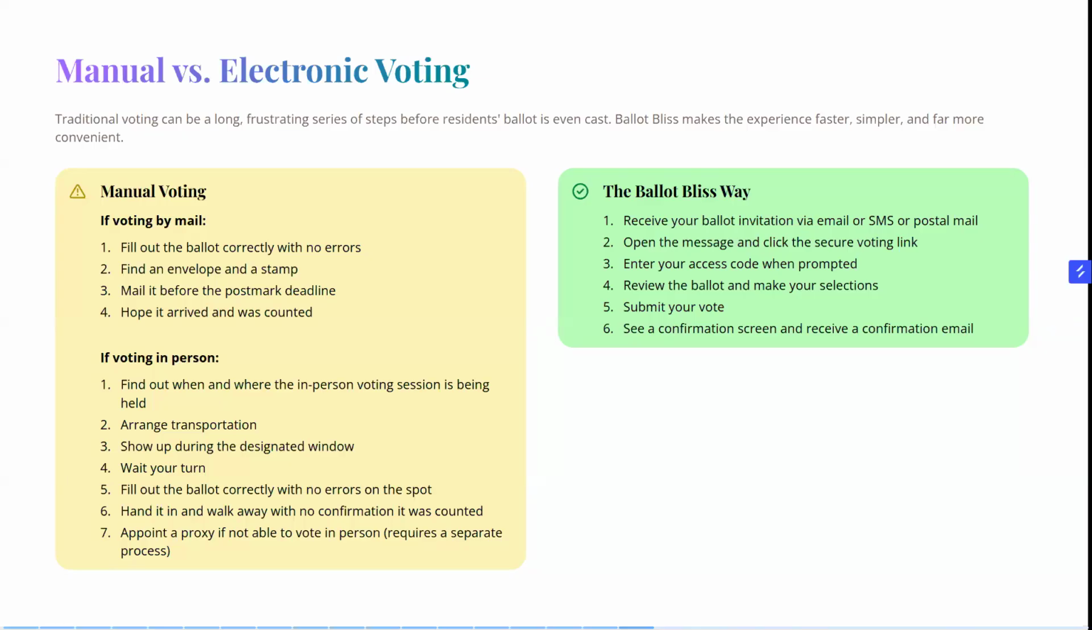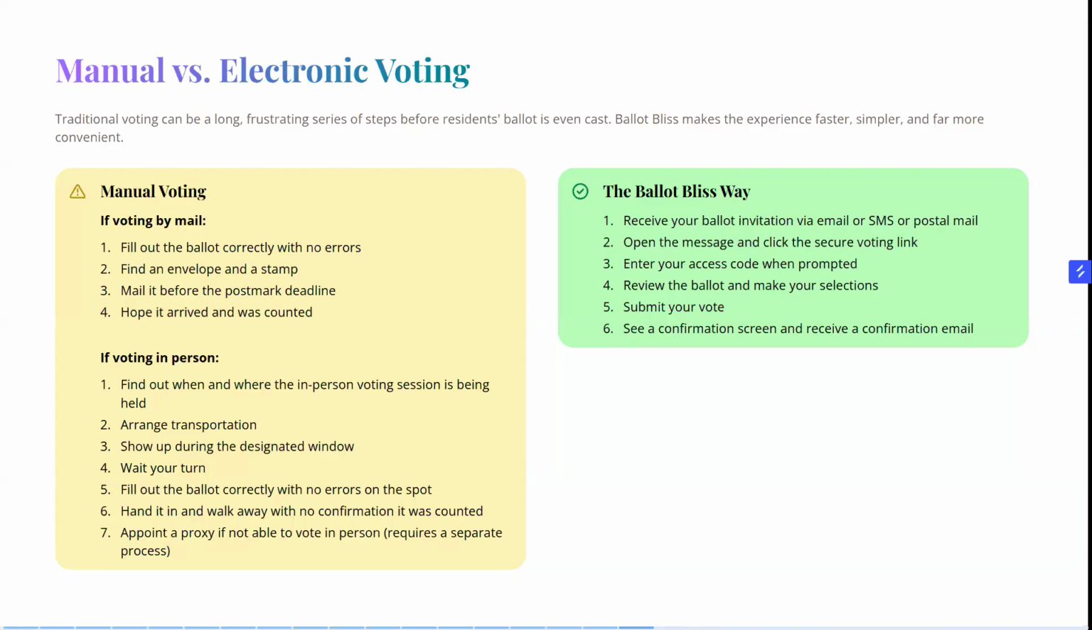If they're voting in person, they have to find out when and where the session's being held, arrange transportation if needed, show up during the designated window, wait their turn, fill out the ballot correctly right there on the spot, hand it in, and walk away with, again, no confirmation it was counted. And finally, if they aren't able to attend in person, they have to go through an entirely separate process to appoint a proxy to vote on their behalf.